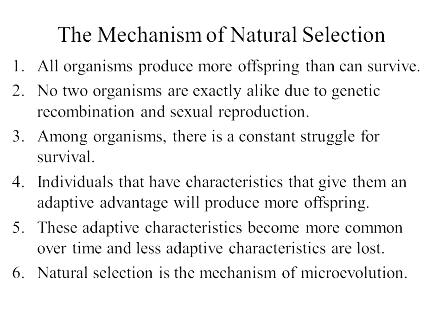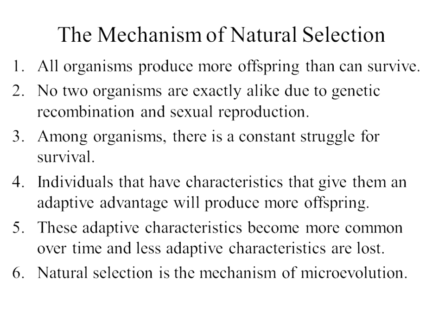So this is how the mechanism of natural selection works. The mechanism of natural selection is a little counterintuitive. So first, all organisms produce more offspring than can survive. We'll visit this when we look at populations. Two, no two organisms are exactly alike due to genetic recombination and sexual reproduction. So we'll take a look at that specific mechanism. But what that basically says is that there's a lot of variety in the genomes of every species. You can look at your own family and see that. And this is true for all species.